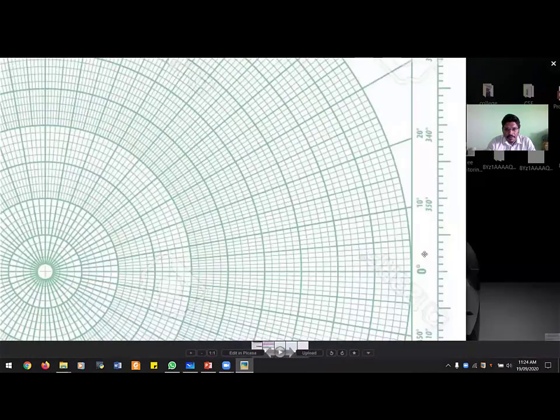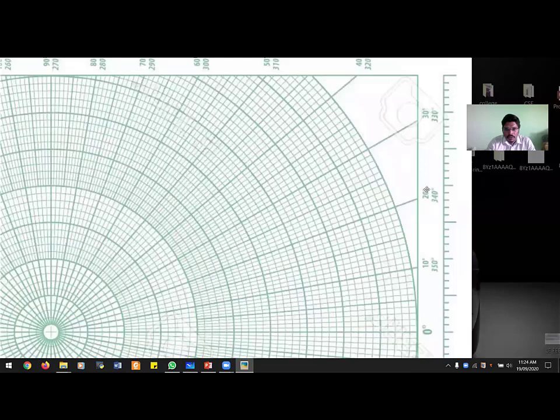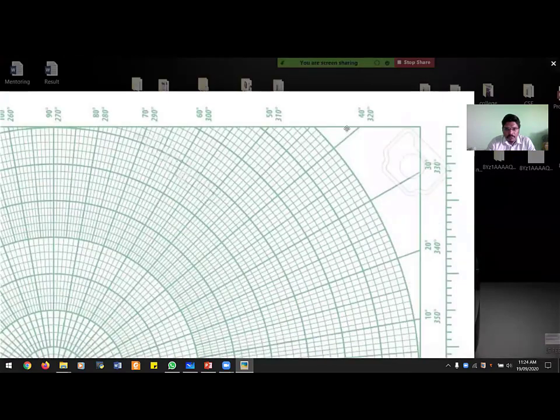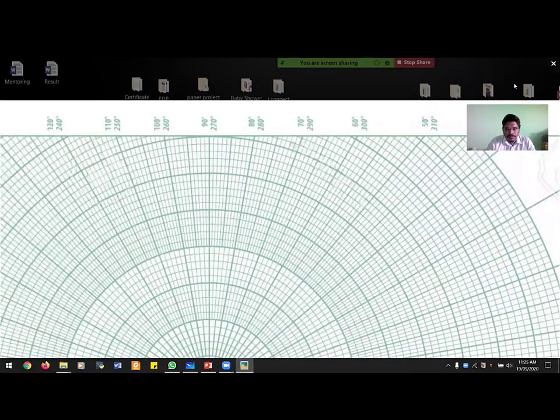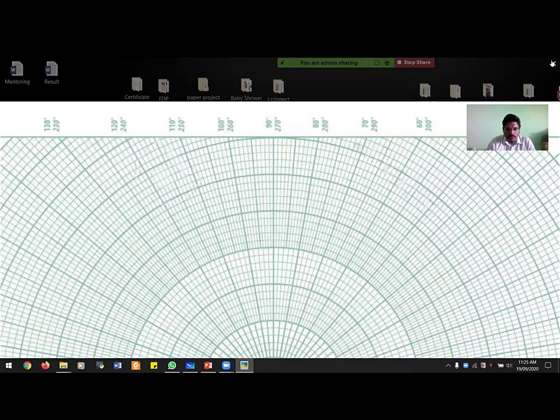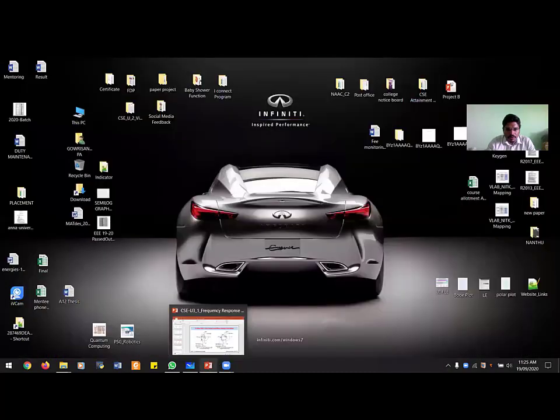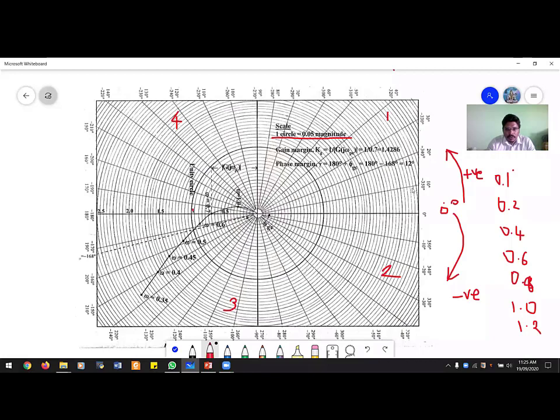Now going anti-clockwise, 0 degree, plus 10 degree, plus 20 degree, plus 30 degree, plus 40 degree, plus 50 degree, plus 60 degree, plus 70 degree, plus 80 degree, plus 90 degree. Okay, so in this manner you have to select. Mostly in a polar plot the values will come as minus, so you take mostly clockwise. When coming clockwise, the values will be minus. So first we will plot the tens.